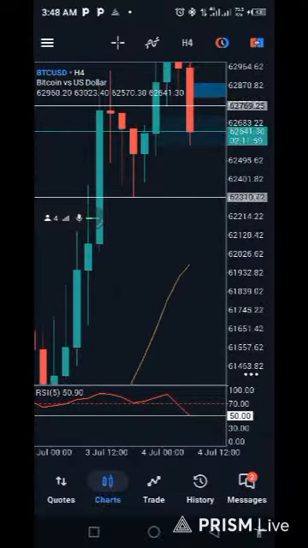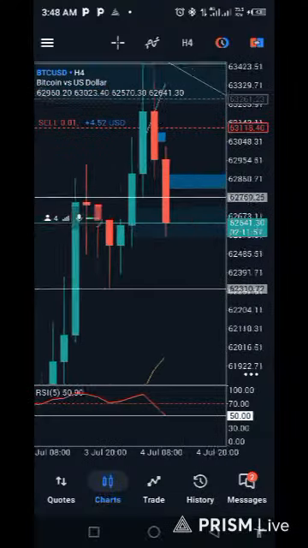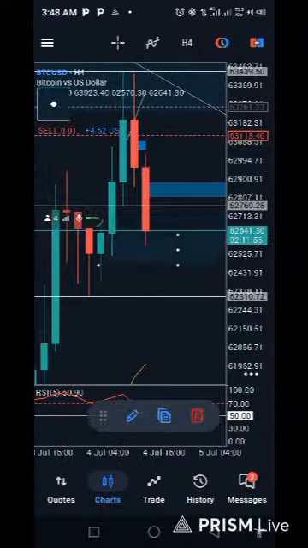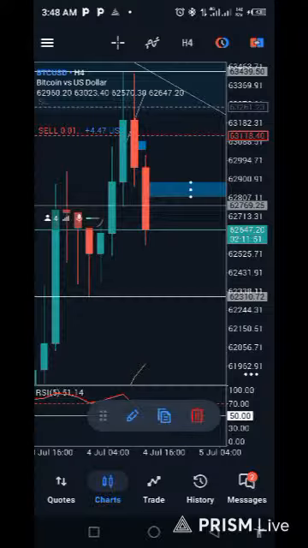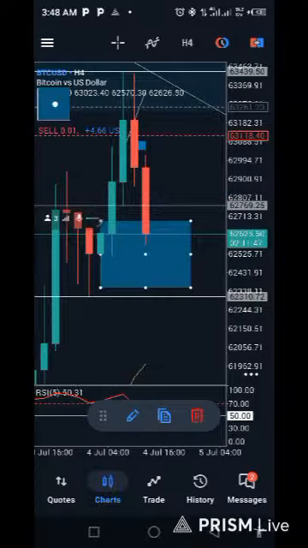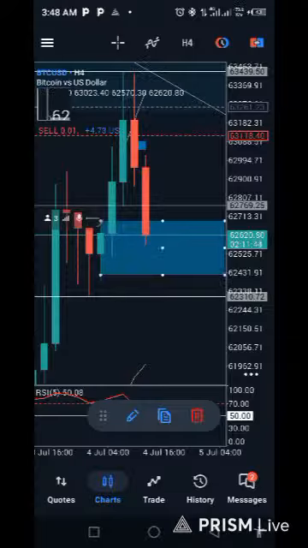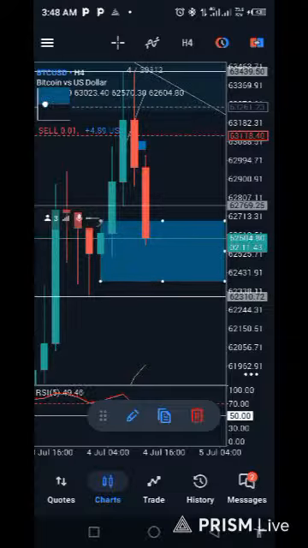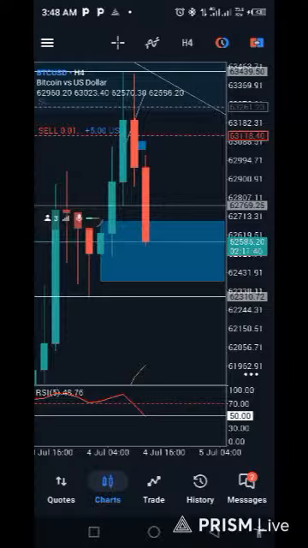But my only barrier here now is this other block on the 4-hour time frame. See this other block here. Let me delete this one. Let me bring this one down. You see this other block here. That's where the price is reacting to right now.